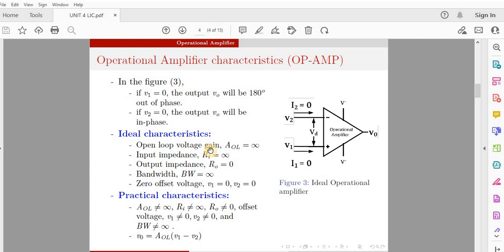Gain is nothing but output voltage divided by input voltage. The op-amp should produce a maximum gain, because if we give a small input, it should be amplified and we should get the maximum output. So the ideal characteristic is that the gain should be very high. For high frequencies also the gain should be very high, that's why the bandwidth is very high. These are the basic ideal characteristics of the op-amp.